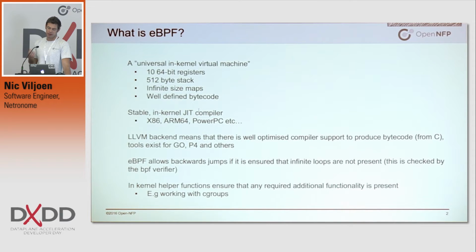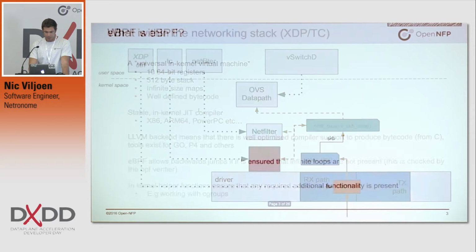Also, there's a bunch of in-kernel helper functions that add additional functionality that you can't do with standard eBPF. These are things like working with C groups. There's potentially going to be some stuff to do with security and encryption, and there are various other helper functions there already, things like looking up entries in maps and so on.